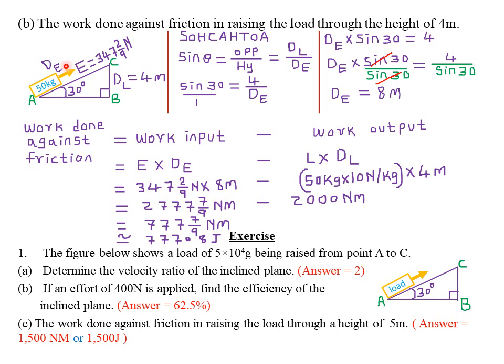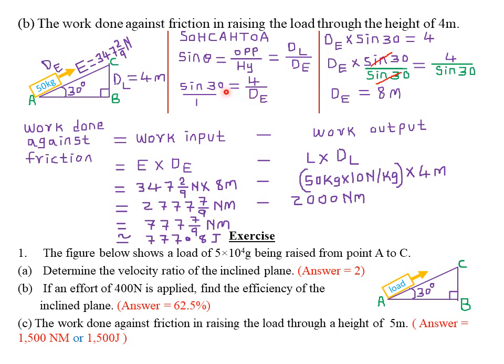So the effort distance, from this particular diagram, you can see this is 30 degrees and this is 4 centimeter. From SOHCAHTOA, the relation that will relate 30 degrees, DL and DE is simply the sine. So we know that sine theta is equal to opposite over hypotenuse. Therefore, sine of our angle, 30 degrees, is equal to the opposite, which is DL, 4, divided by DE, or the effort distance.